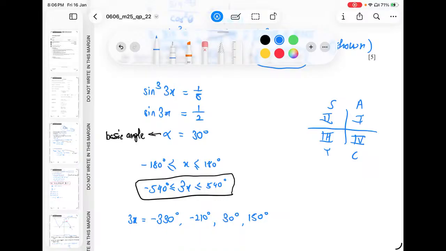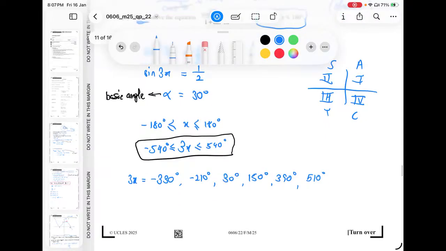And then you will get 390. So 360 plus 30. There are two cycles. Since 540 is more than 360, you can go for a second cycle for the same. And then the last value will be 510. So hopefully we found all the 6 values.